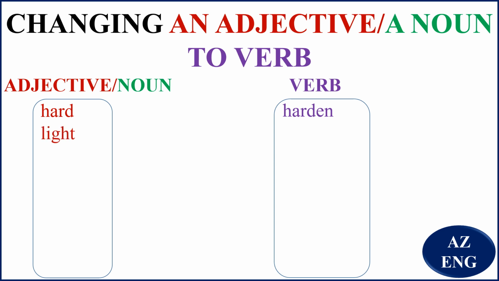Then light. So light can be a noun, but here we take it as an adjective. That is, containing light, or shiny, containing, let's say, shining in it. That is talking about color.